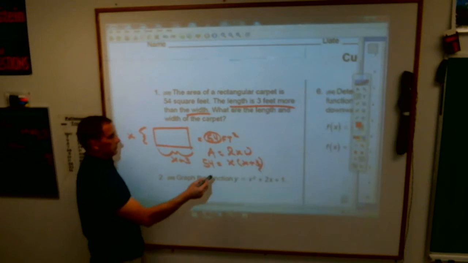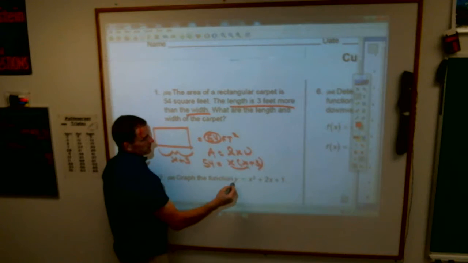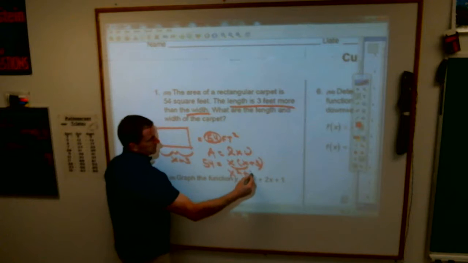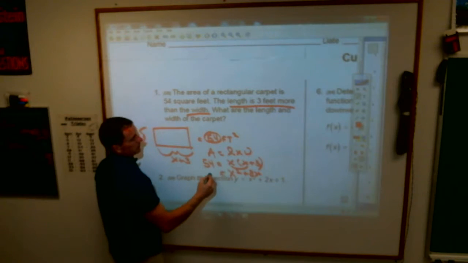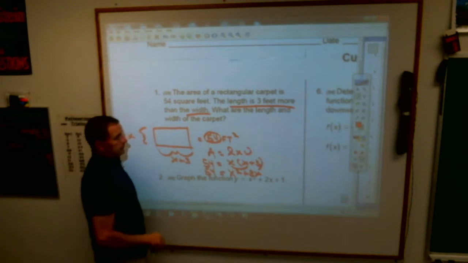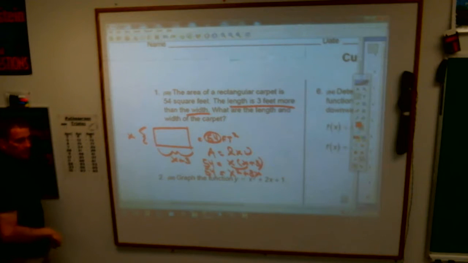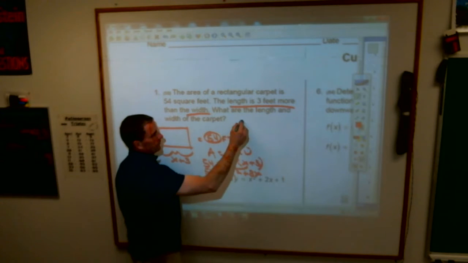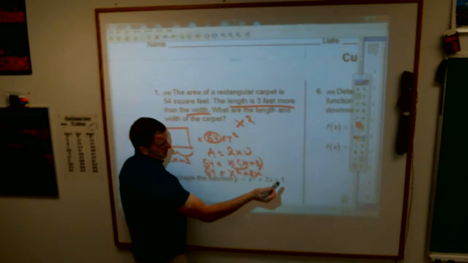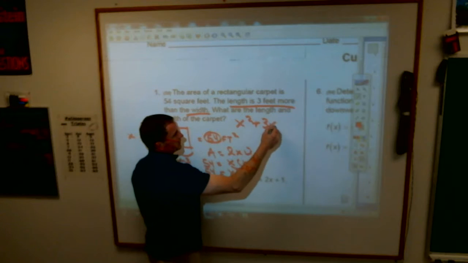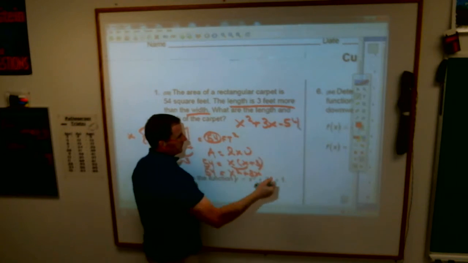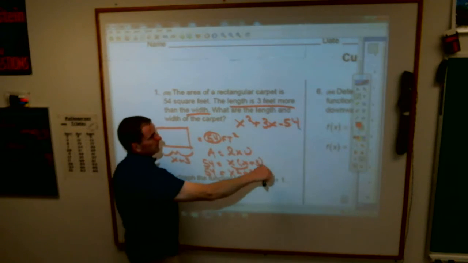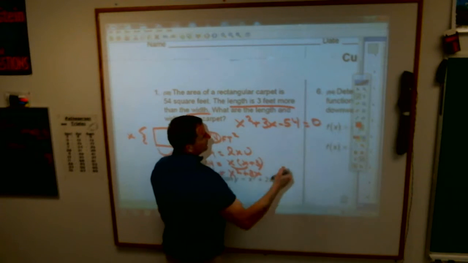If you do the multiplication here, you get x times x is x squared, and 3 times x is 3x, and that equals 54. And then you just need to solve that. How do you solve such things? Set it equal to 0, subtract your 54 over there, so you get x squared plus 3x minus 54. Why minus? Because I had to subtract it over there, and that all equals 0.